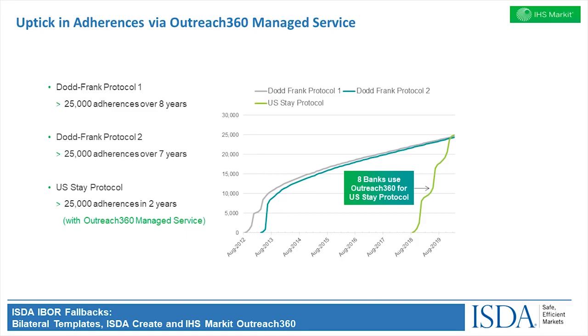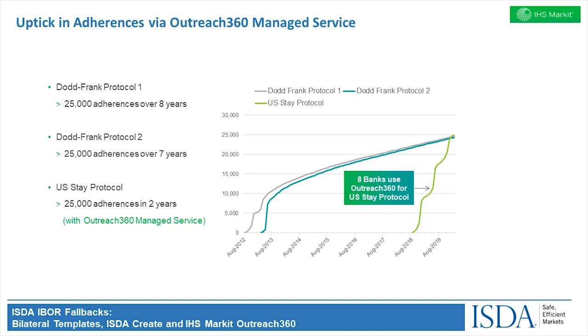The graph here shows on the left how Dodd-Frank 1 and 2 quickly increased to around 12,000 adhering counterparties in the first 18 months before the growth in adherence started leveling off somewhat. But after 8 years, the total number of adherents for Dodd-Frank 1 and 2 stood at close to 25,000 counterparties.